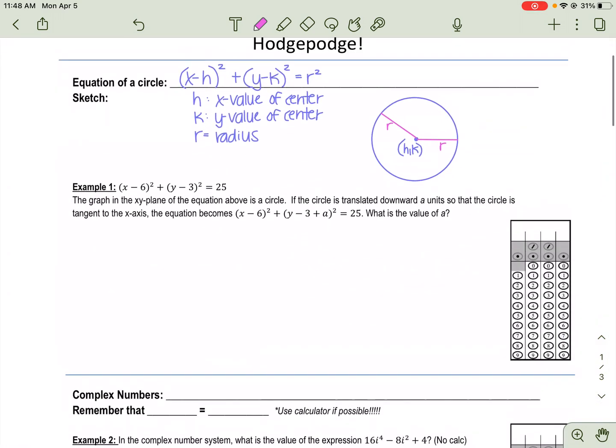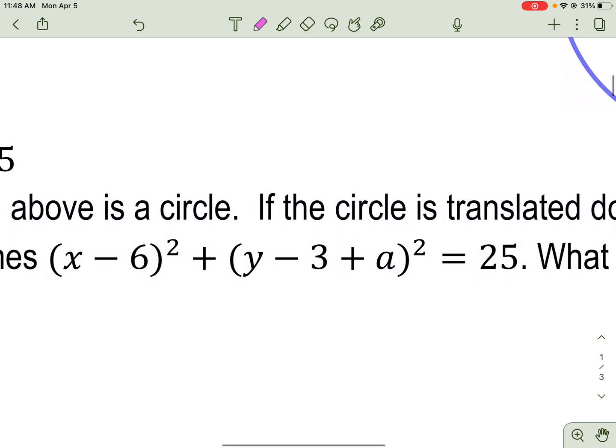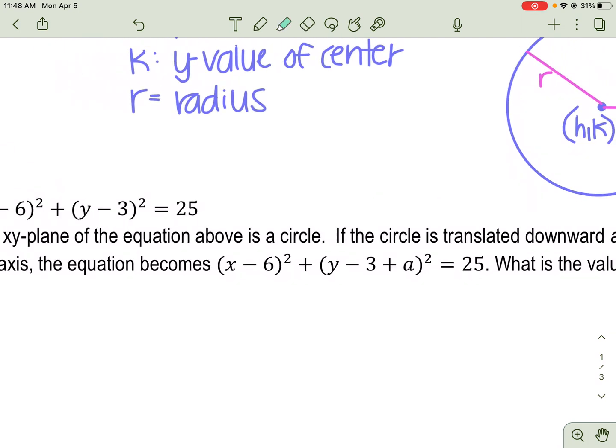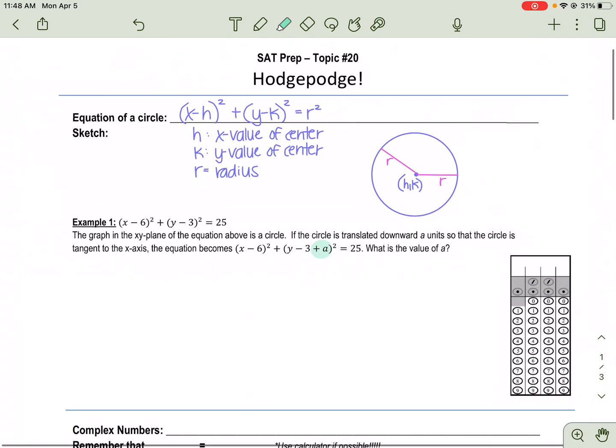Okay, so here's an example of a problem that's pretty common on the SAT. Okay, so example 1, they give us an equation of a circle. Tells us it's the equation of a circle. Okay, if the circle is translated downward a units so that the circle is tangent to the x-axis, they give us this new equation. Okay, so basically the only difference between this new equation and the old equation is it has this a here. Okay, and it wants us to find the value of a.